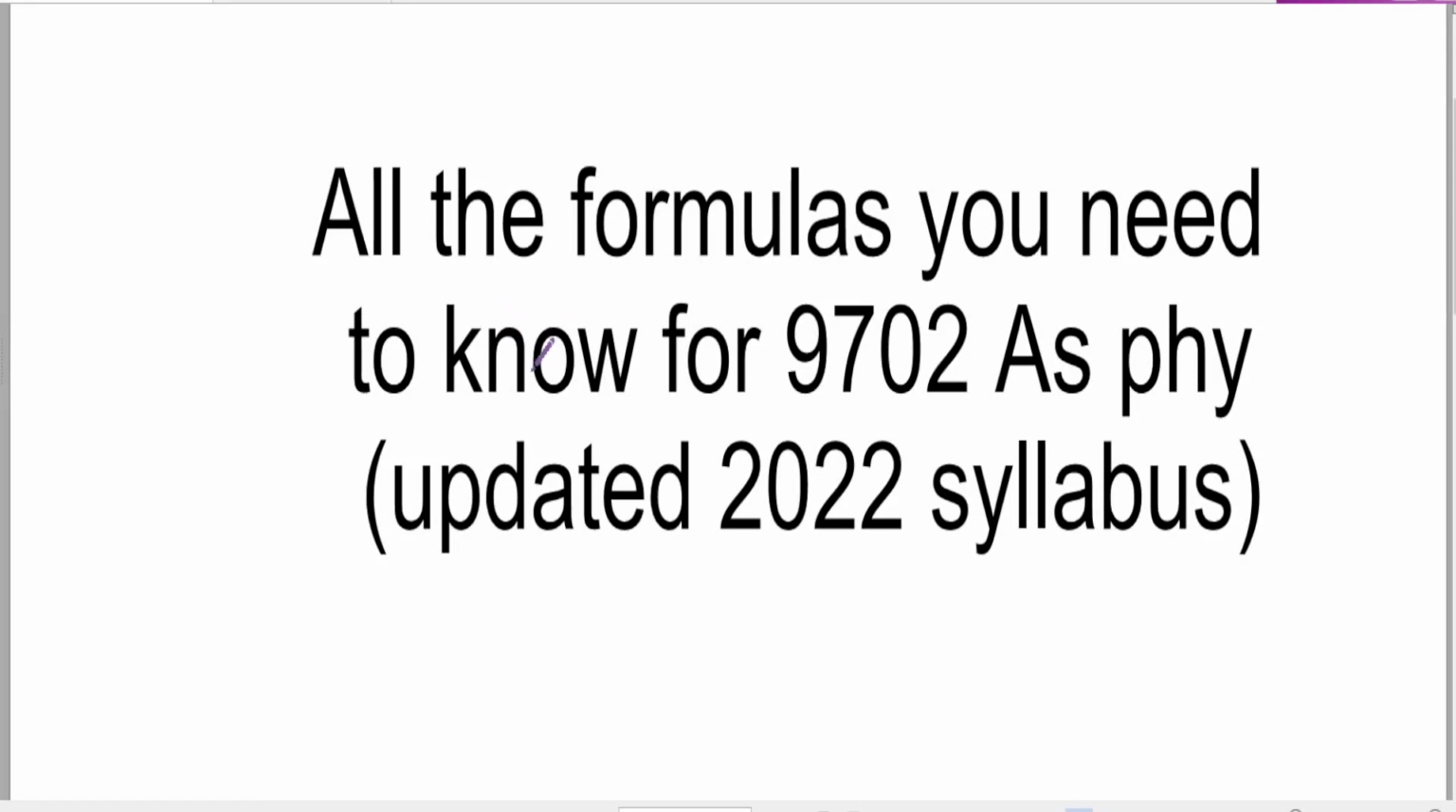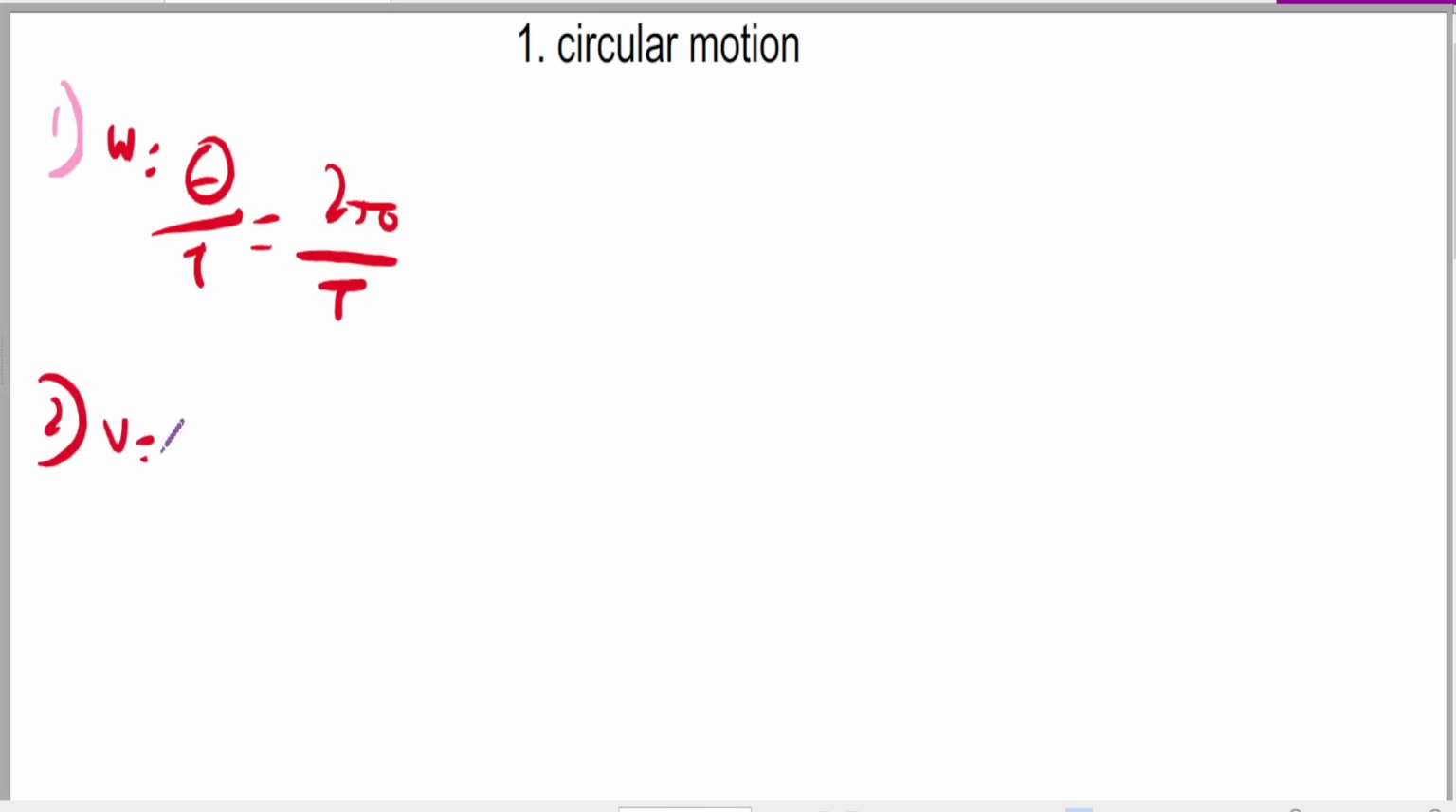This is all the formulas that you need to know for 9702 AS Physics. Let's start with circular motion. Omega is angular displacement over time. This can be simplified to 2 pi over time period. Second formula is velocity equals r omega. Acceleration is r omega square.